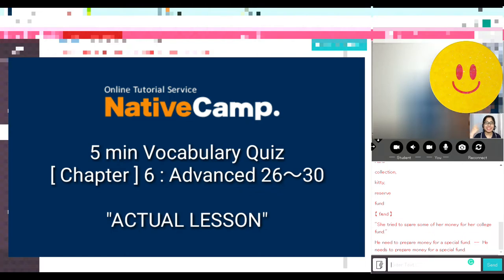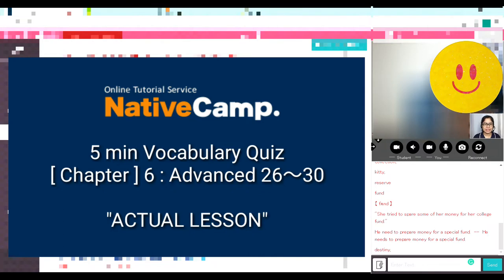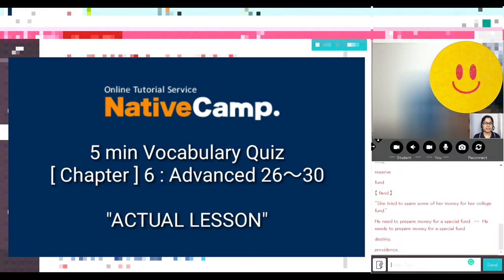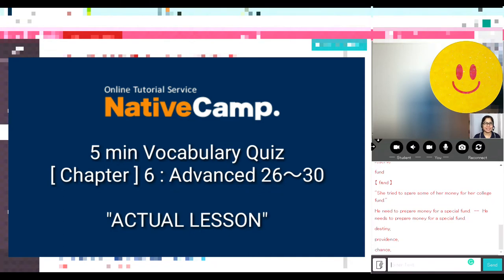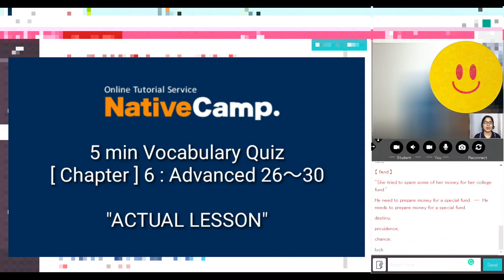No. So let's proceed to the synonym, okay? Let's move on to the next activity, synonyms. So this time, I will give you second clue. I will type the synonyms in the chat box and read it. Please listen carefully. One moment. Destiny. Okay. Second clue, providence. Third clue, chance. Last clue, luck. Now, can you guess the word?